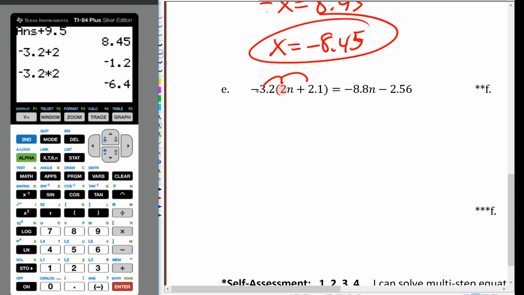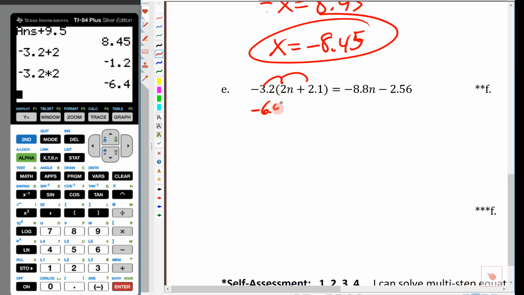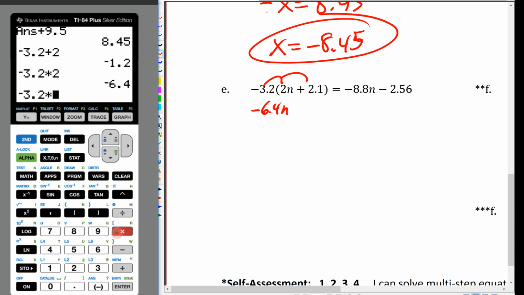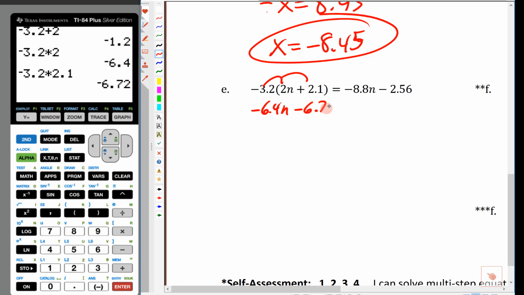So again, negative times a positive is negative. 3 times 2 is about 6. And if we have the 0.2 in there, so that'd be negative 6.4. So negative 6.4n. We've got negative 3.2 times 2.1. Notice that this is a little bit bigger than that, so we should get a negative, but the negative should be a little bigger than 6.4, and it is negative 6.72. And then over on the other side, nothing to simplify here, so we've got 8.8n minus 2.56.